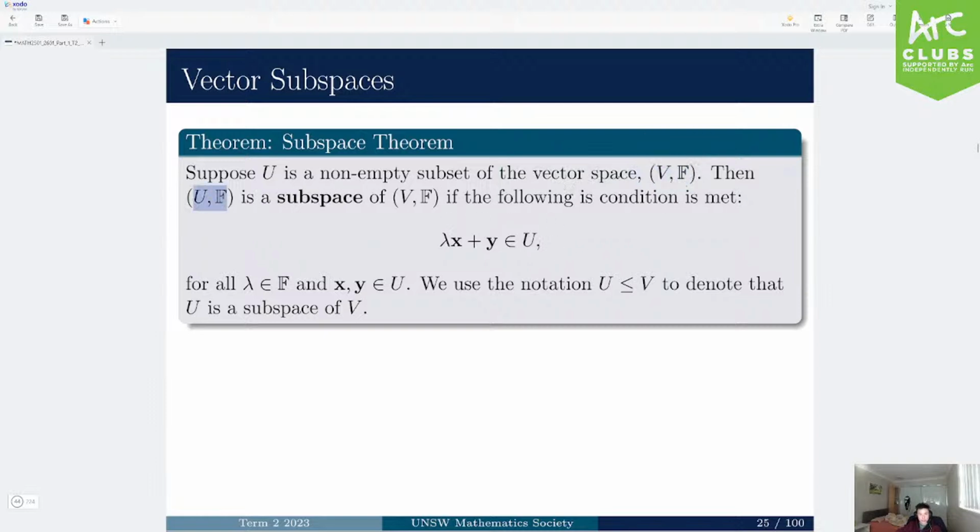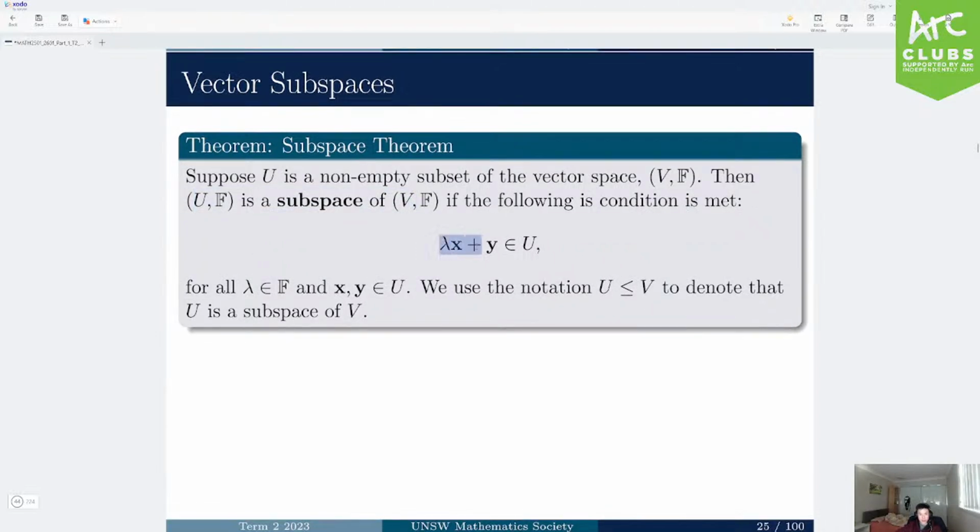Then U is a subspace of V if the following condition is met. If we have that lambda x plus y is inside U for every x and y in U and for every lambda in the scalar field F. So this is just checking your closure under addition and multiplication. And again, we use the notation less than or equal to to denote that U is a subspace of V.